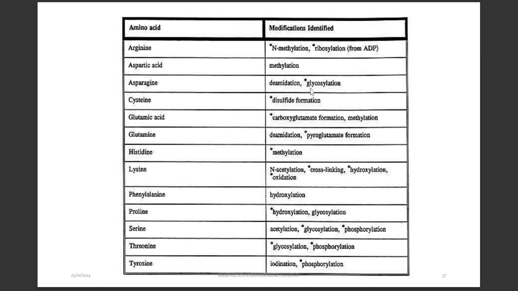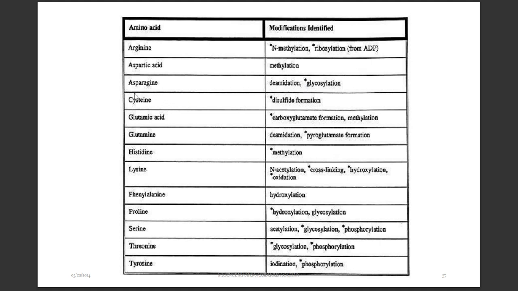Asparagine will only undergo deamination, meaning you remove an amine group, and glycosylation. Okay, glycosylation. Take note: asparagine, glycosylation. Asparagine has a G in it, and glycosylation starts with a G. That is how you start mastering things now in med school.